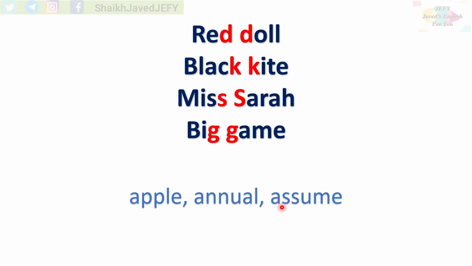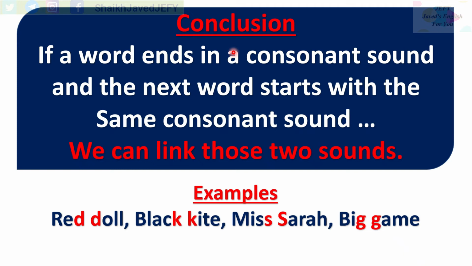Just imagine these are double G's, these are double S, these are double K's, and these are double D's. So you'd say red doll, black kite, Miss Sarah, and big game in that way. What can we conclude? We can say that if a word ends in a consonant sound and the next word starts with the same consonant sound, we can link those two sounds.